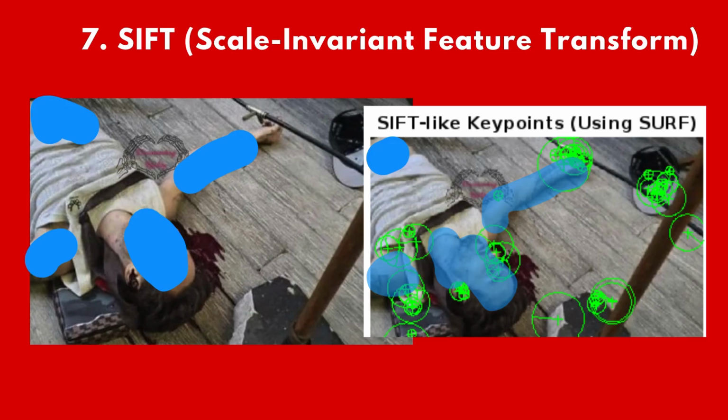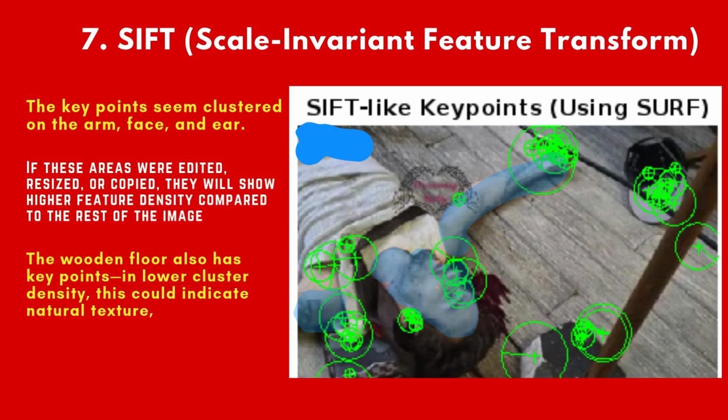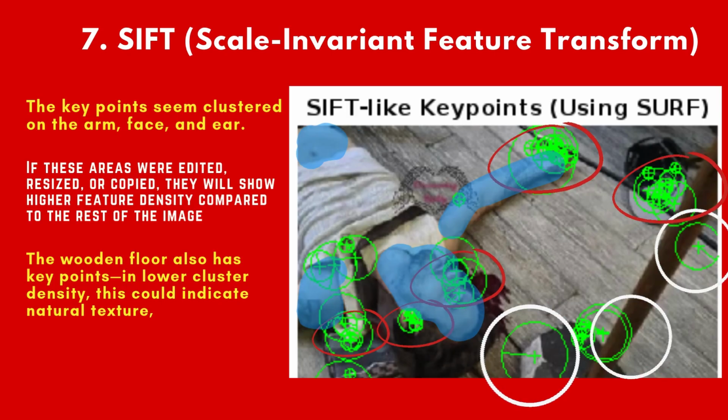The key points seem clustered on the arm, face, and ear. If these areas were edited, resized, or copied, they will show higher feature density compared to the rest of the image. The wooden floor also has key points. In lower cluster density, this could indicate natural texture.